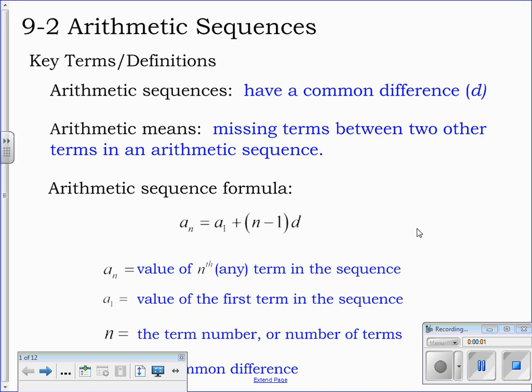We talked about arithmetic sequences and geometric sequences. Today we're going to focus on arithmetic sequences only. How to find the different parts, formulas, all that stuff in much more detail on arithmetic sequences.